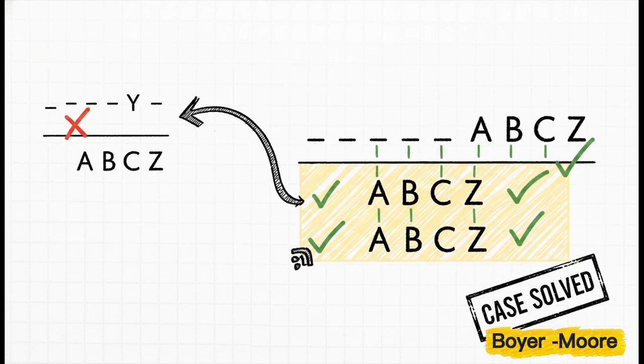So after that big jump, it just repeats the process. It checks the last letter again, which now lines up with the Y in the text. Is Y in ABCZ? Nope. So it makes another big jump. And finally, on the third try, everything lines up. The last letter Z matches, so it checks the C, then the B, then the A. It's a perfect match. Case solved, and in just a fraction of the time the rookie would have taken.